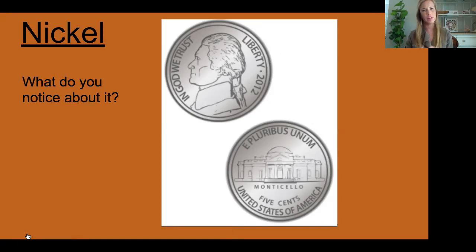It's also a little bit heavier, I noticed. The nickel is a silver color, so it's not that copper or brown color that we saw with the penny. It is silver.